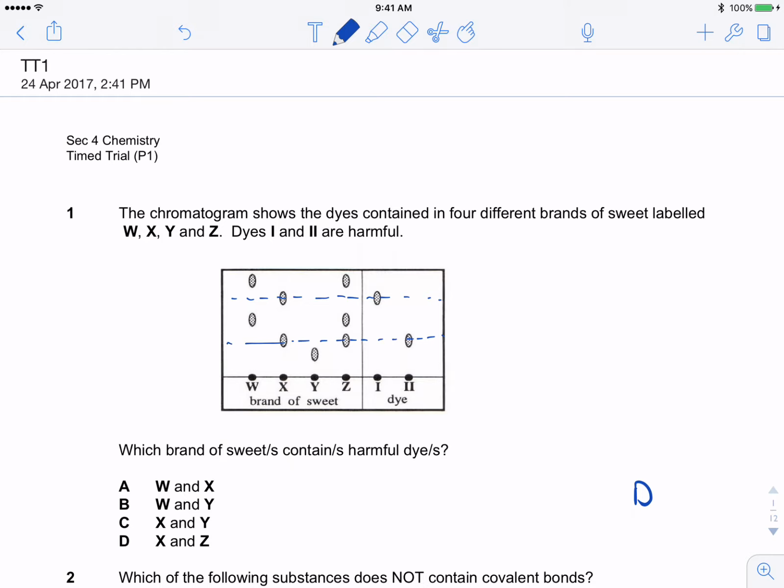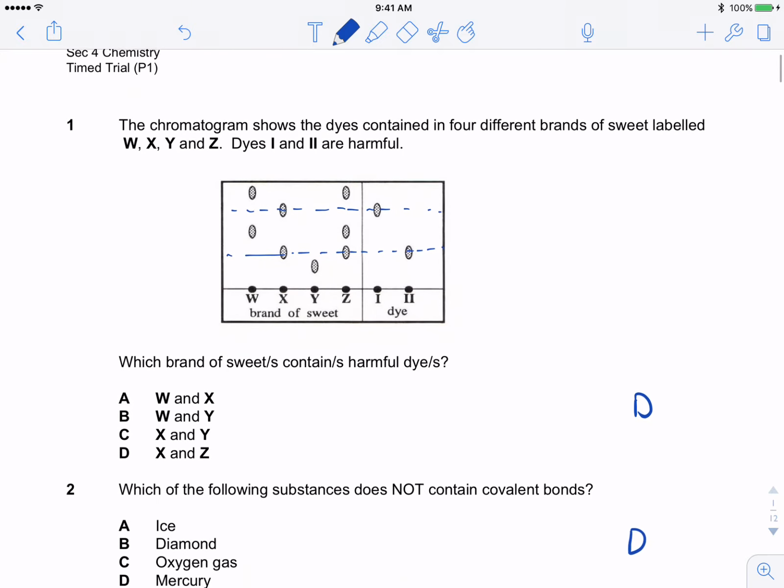Okay, so this is me going through the time trial for Sec 4s for their mid-years. Let's look at the first question.